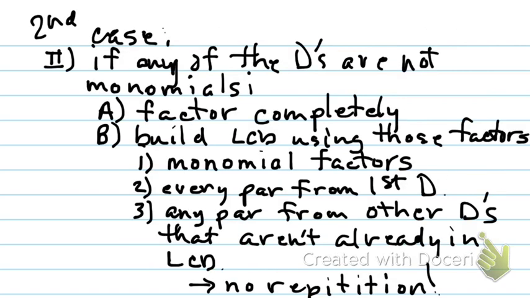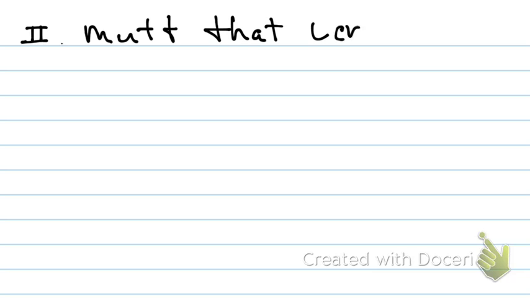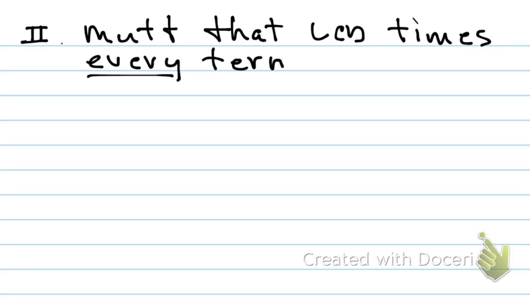Okay. Now we need to know what to do with that LCD. So step 2. What you're going to do is multiply that LCD times every term. Now, did I just say just multiply it times the terms that have fractions in them? Nope. I said you have to multiply it times what? Every term. Because remember, you can do anything you want to an equation as long as you do it equally. Which means I can multiply by anything I want to as long as I multiply it equally times every term.